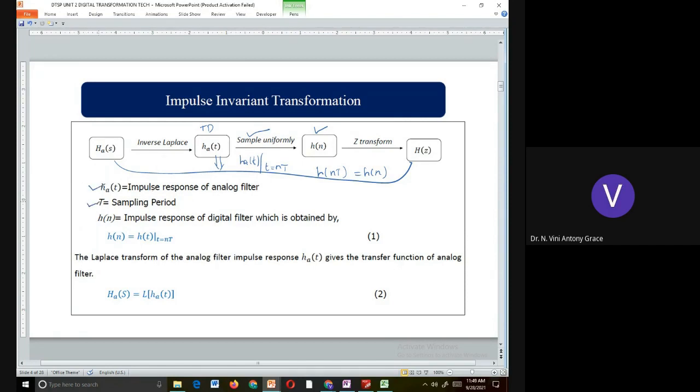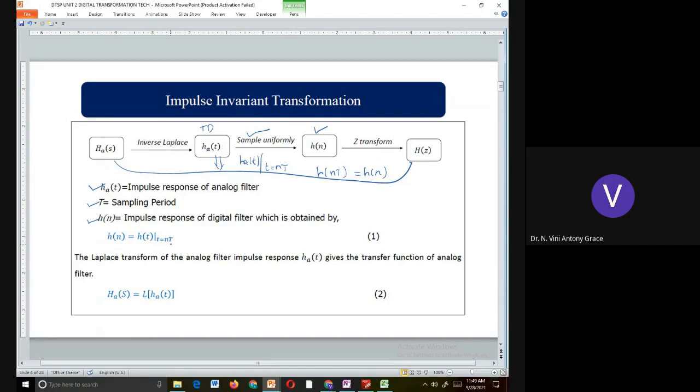T is the sampling period. h(n), we know, is the impulse response of the digital filter, and this h(n) can be obtained by sampling h(t) at t = nT. That is what we have written here. The same thing is being expressed: h(n) is obtained by sampling HA(t) uniformly at t = nT seconds, where T is called the sampling period.